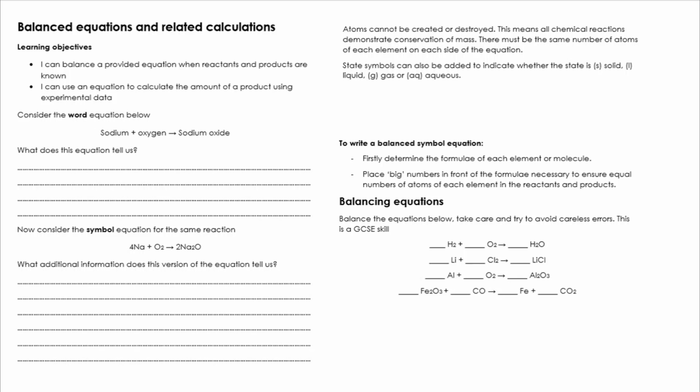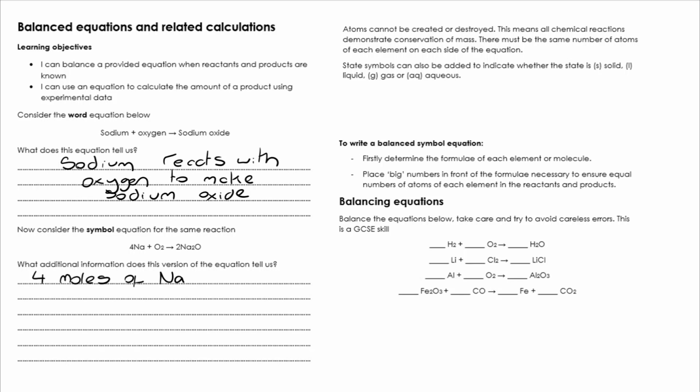So we're starting off with the difference between word and symbol equations. And the word equation is very, very limited. We know that sodium is reacting with oxygen and we know it's making sodium oxide, but we don't know any more. But the symbol equation actually tells us a huge amount. It tells us that there are 4 moles of Na reacting with 2 moles of O2. It's also highlighting the fact that oxygen is diatomic. And we know that as a result of it, we're making 2 moles of sodium oxide. And we know that sodium oxide comprises 2 sodiums and 1 oxygen.